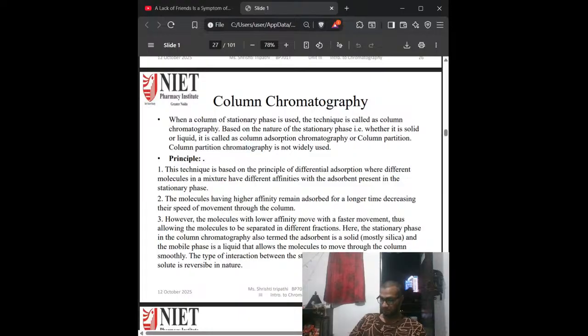Decreasing speed. Interaction is reversible.